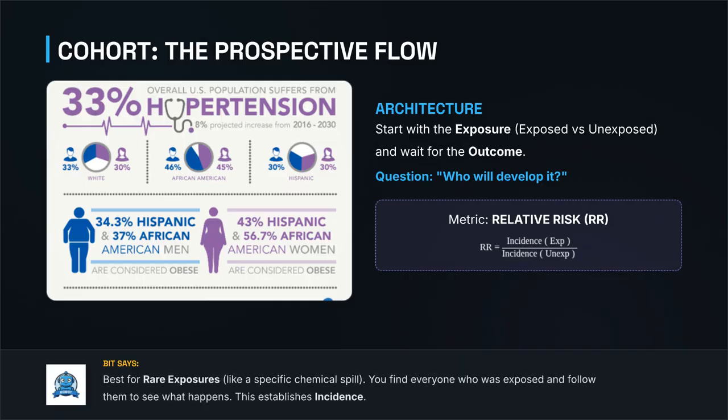If a toxic factory leaks, you do not wait for people to get sick. You find everyone who was exposed and follow them. Now listen closely so the boards do not trick you with a retrospective cohort. Even if they are looking at old medical records, if they grouped the patients by their exposure first and looked for the disease later, it is still a cohort frame. It is all about the starting point. Exposure first always means a cohort.